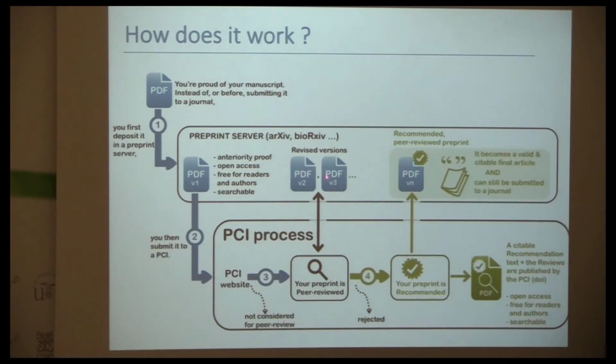If you are asked to revise your paper, what you do is take into account the reviewers' comments, and you deposit a second version and a third version and so on in bioRxiv. So the paper remains in bioRxiv. So in bioRxiv, you can put several versions of your paper. So at the end, if it is recommended, you have the final version of your paper in bioRxiv, and your paper is recommended on the PCI Evol Biol website, and there is the recommendation text, which is a kind of news and views, and the reviews, which are posted on PCI. And your paper on bioRxiv becomes a valid and citable article.